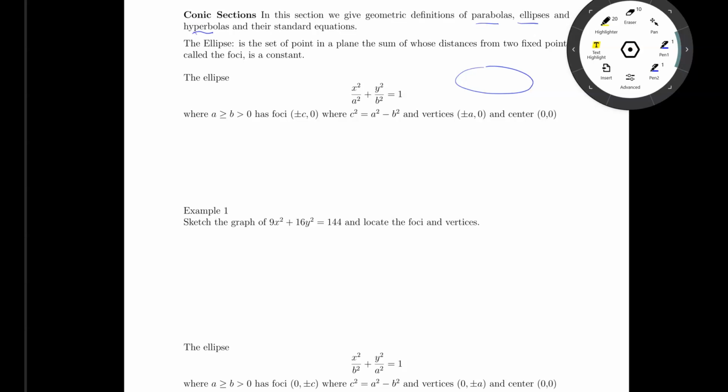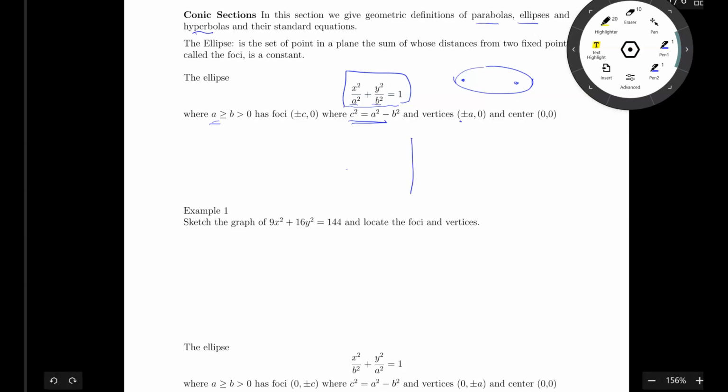So this is the form of it, and the A is always going to be bigger than the B in the equation that we give. The foci are going to be these inner points here, and the relationship between the A, the B, and the C is given by this. These will be the vertices, plus or minus A, and this equation has the ellipse centered at the origin.